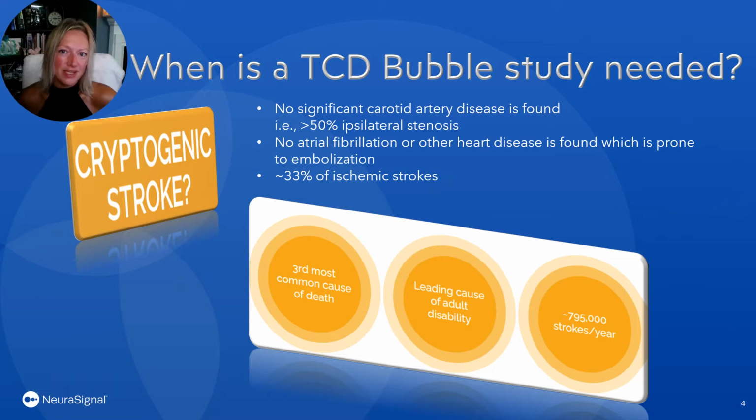So, looping TCD in with bubble. When is a TCD bubble study needed? When patients present with a cryptogenic stroke. Cryptogenic just means there's no known reason why this patient had a stroke. There's no significant carotid artery disease found, basically less than 50% stenosis in those carotid arteries. No heart conditions, no atrial fibrillation, and this actually is 33% of ischemic strokes. Stroke is the third most common cause of death, the leading cause of adult disability, with 795,000 strokes per year.